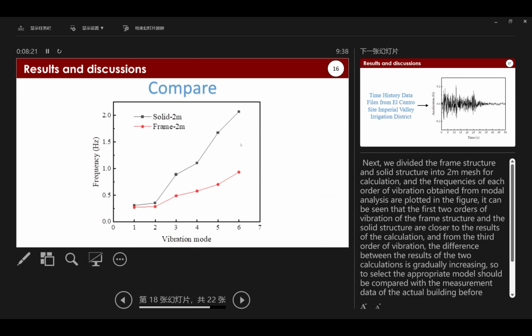Starting from the third vibration mode, disparities between the two calculations gradually increase.